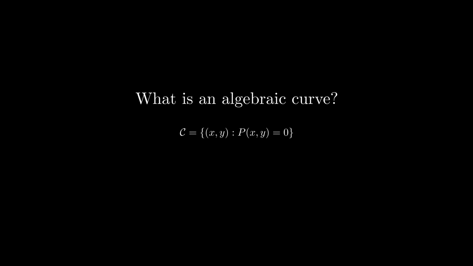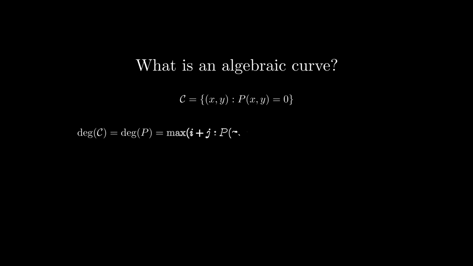Just like algebraic numbers are zeros of polynomials in one variable, algebraic curves, which we will denote with fancy letters, are the zero sets of polynomials in two variables. The degree of a curve is naturally defined as the degree of the polynomial, which is the maximum number i plus j, such that we have a term x to the power i, y to the power j with a non-zero coefficient.